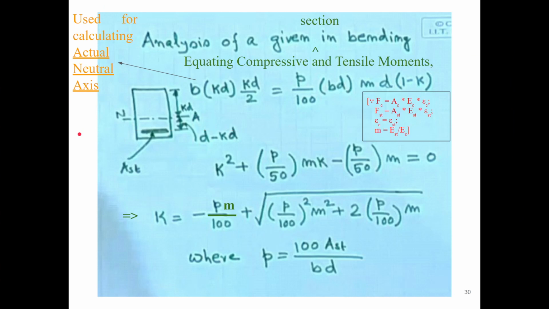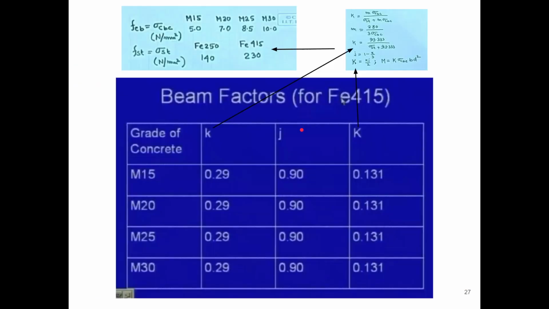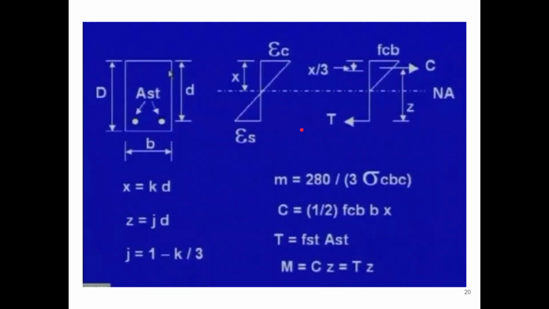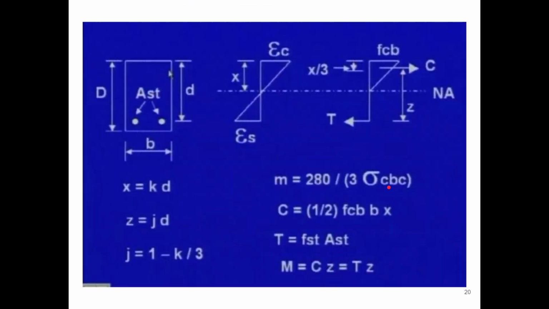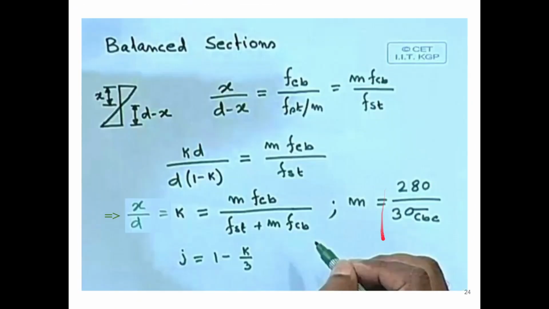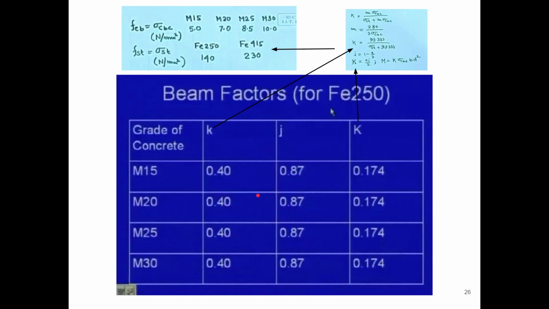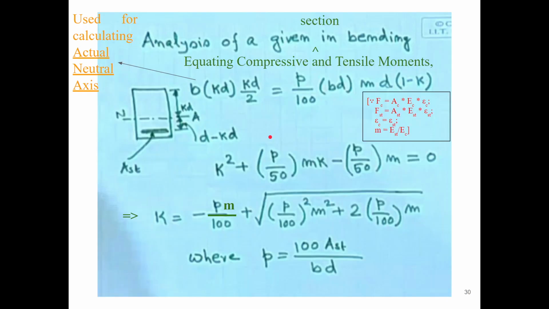For balance section we basically use the m value and this relation: sigma ST equal to m into sigma CBC into 1 minus k by k. This is the condition for evaluating the critical neutral axis. Now let us see how to find the actual neutral axis. From the balance section we find the x by d value, which is the critical neutral axis. And how do we find the actual neutral axis?